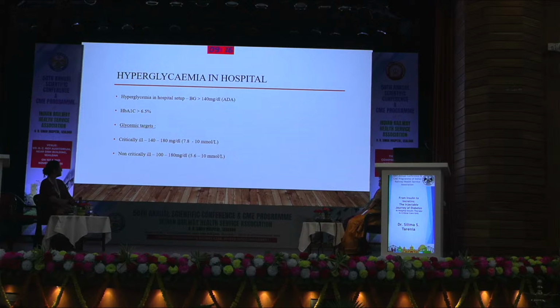Now, what are the glycemic targets? There have been several studies, trials, and a lot of data in literature, but there is a common consensus that if the patient is critically ill, then the glycemic target should be about 140 to 180 mg per dl. And if the patient is non-critically ill, then the targets can be a little more stringent, that is, the lower limit can be set at about 100 with an upper limit of 180 mg per dl.